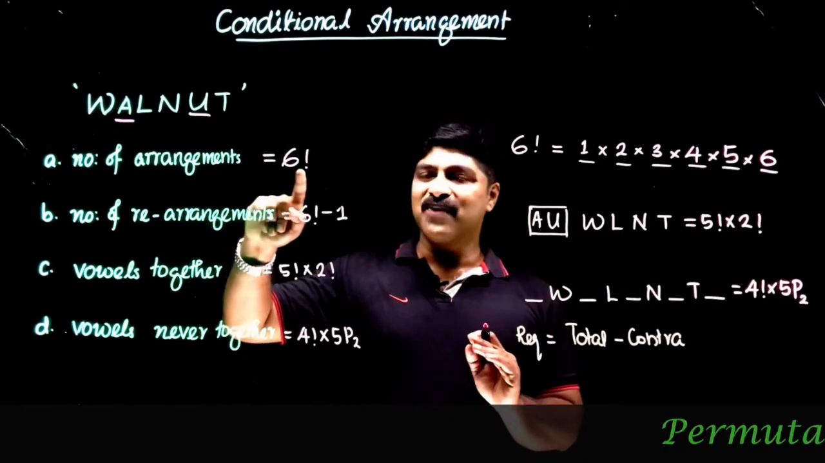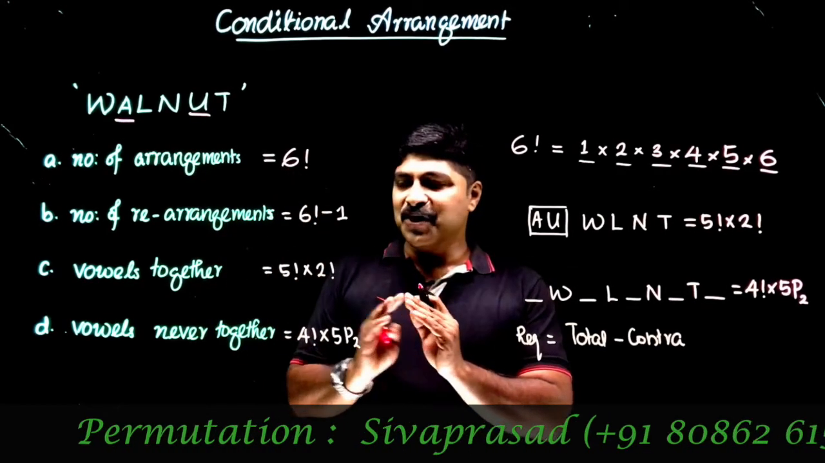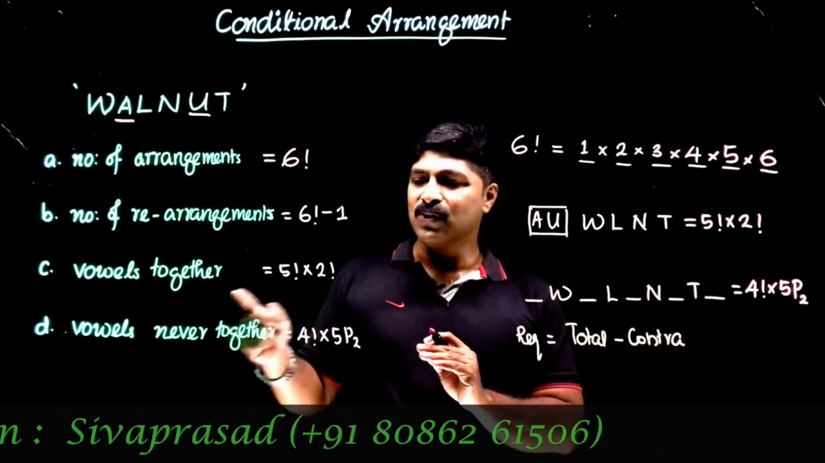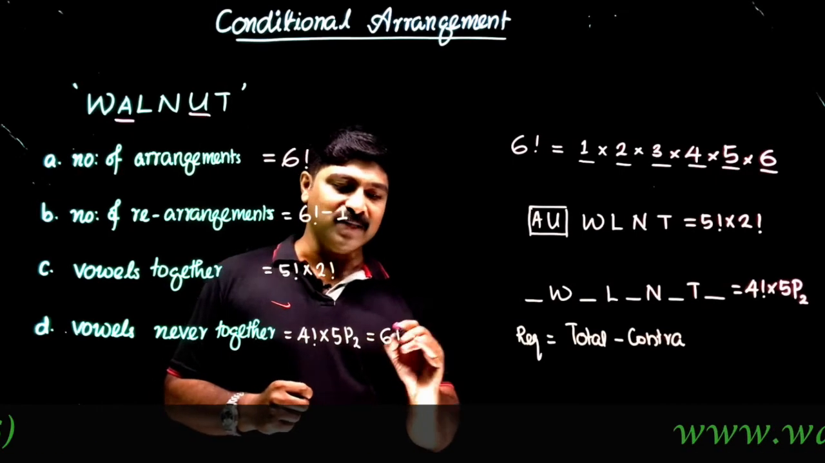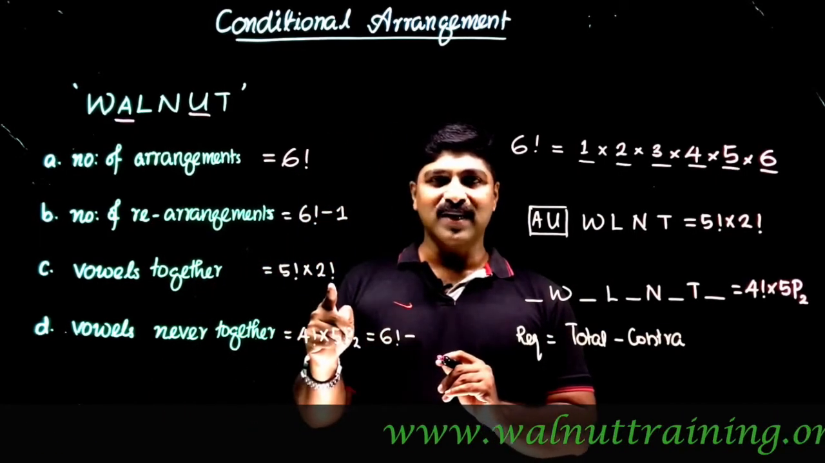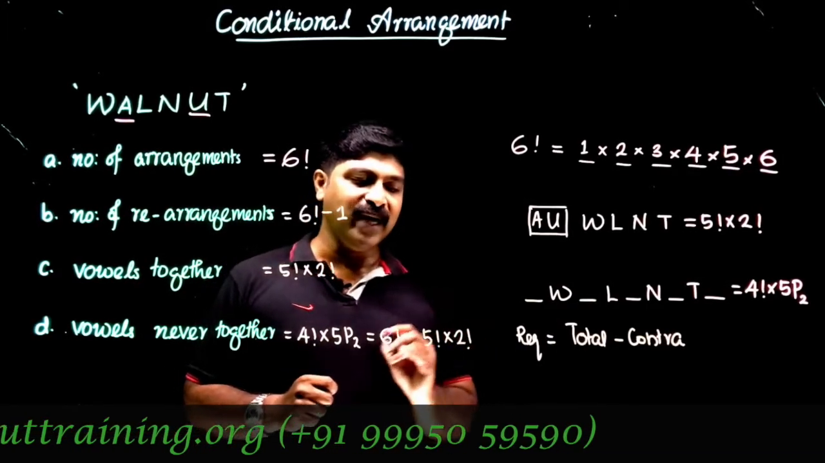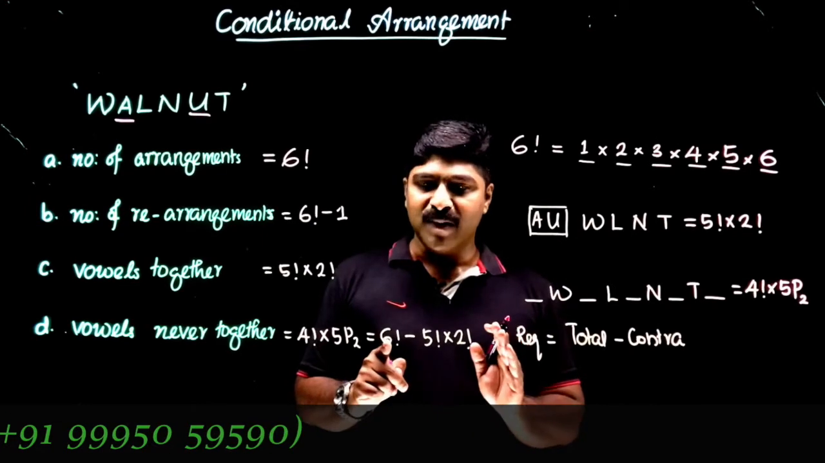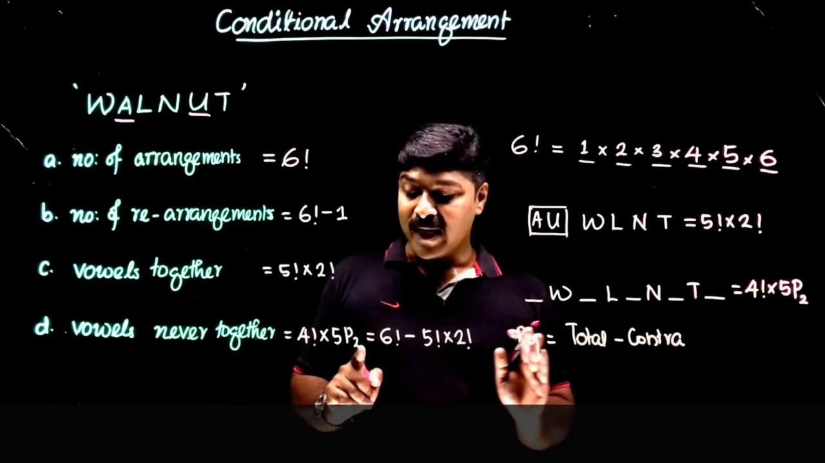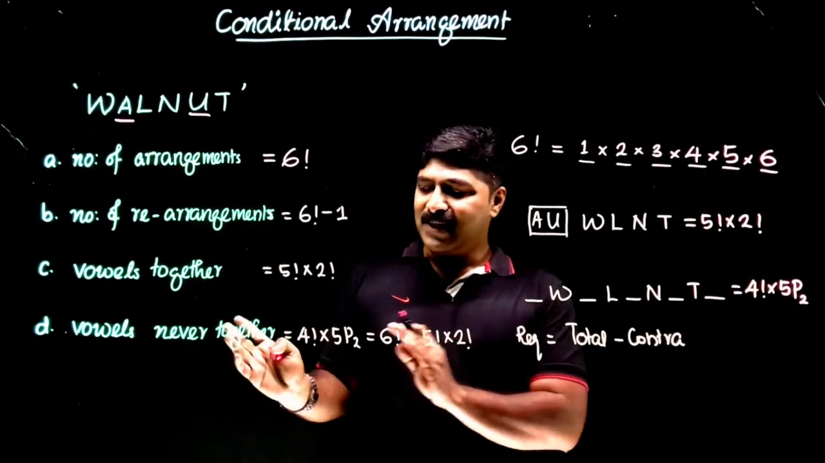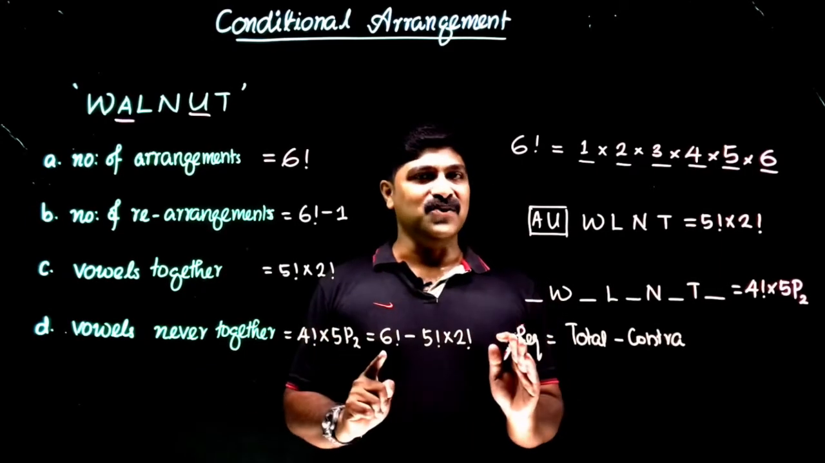Here the total number of arrangements is 6 factorial. And what is the contradicting condition here? Vowels together. So for getting that answer, total minus contradiction: you just simply subtract 5 factorial into 2 factorial from the given total number of arrangements, 6 factorial. No doubt you will get the same answer. These are 2 different ways to find the answer for this particular type of question.